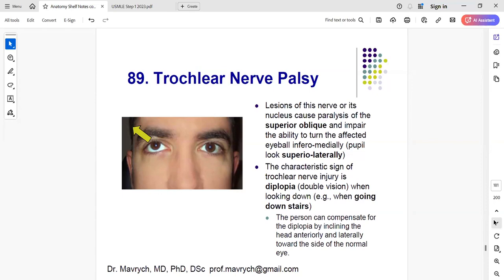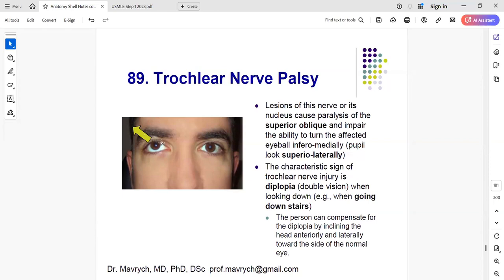So the person would always be looking superior laterally. Like the normal eye would be normal. For instance, this eye is normal. This eye, obviously, you can see that the patient, this eyeball is laterally deviated towards the superior side, right? So the patient would come to you with signs of diplopia, which is double vision.